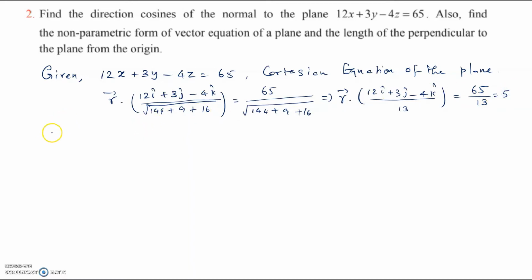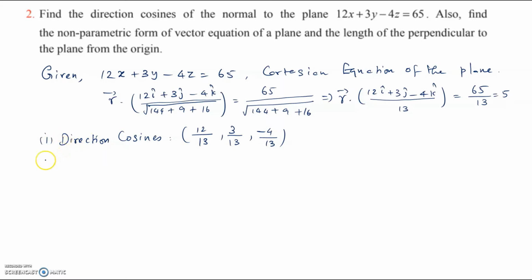So we are asked to find first the direction cosines. Our direction cosines would be 12 over 13, 12 over the root of this, which is 13, comma 3 over 13, comma minus 4 by 13. So that's the first part.